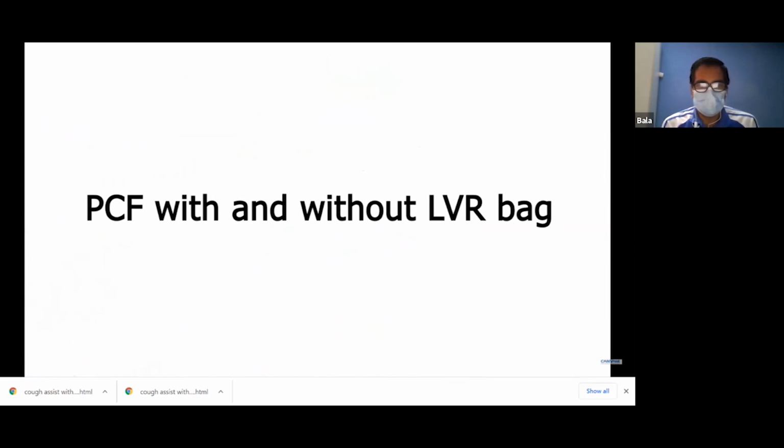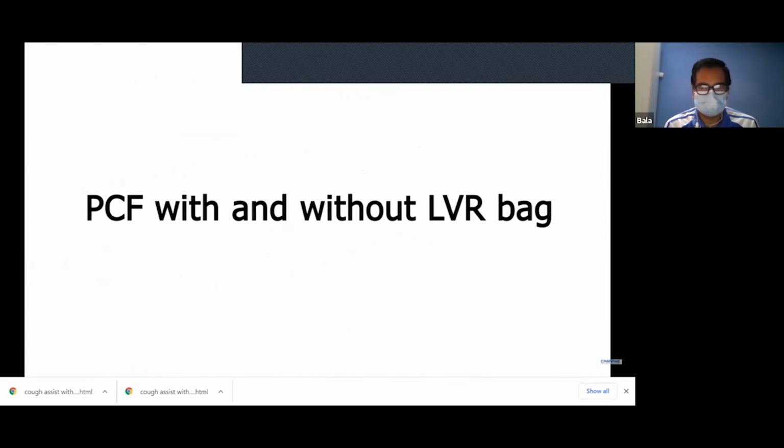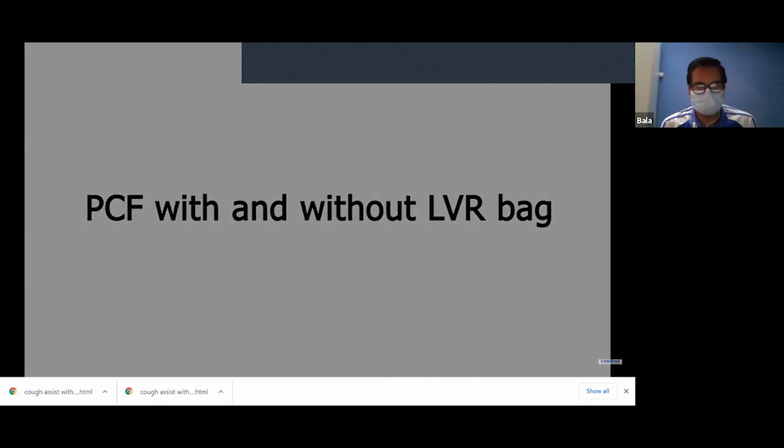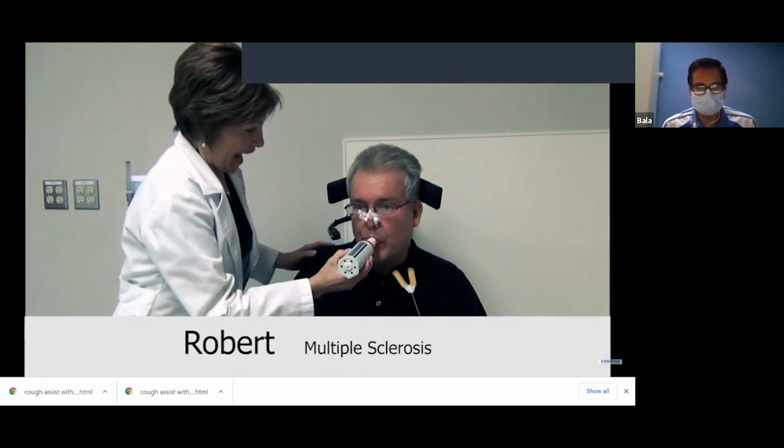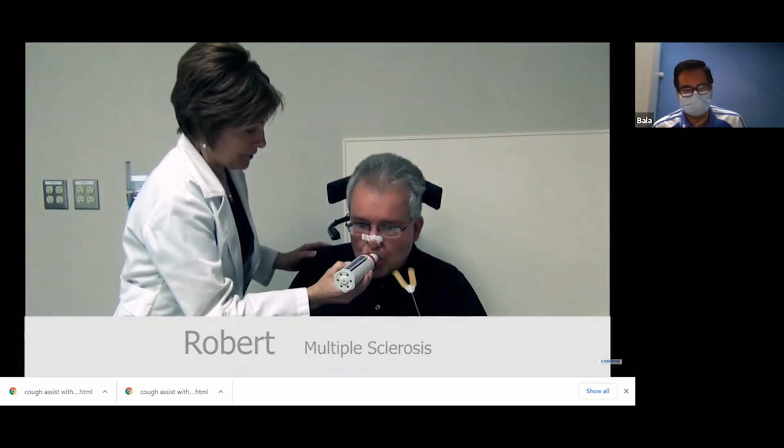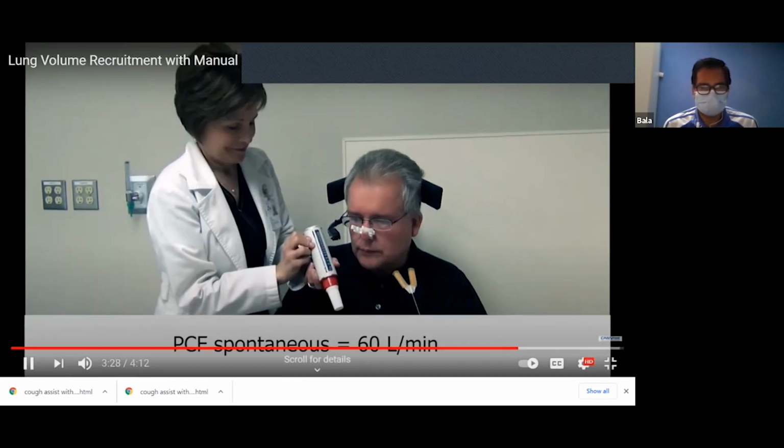The ability to produce a strong cough is critical for secretion clearance with individuals who have weak inspiratory and expiratory muscles. Hence, it is essential to measure and compare peak cough flow with and without the LVR bag. To demonstrate the procedure, Robert volunteers to perform his best spontaneous peak cough flow, 60 liters per minute.